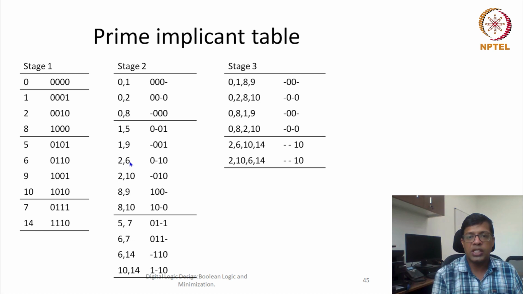From the comparison of these pairs, we got these two combinations. Basically 2 6 could be combined with 10 12, because dash is appearing at the same place and there is a difference in the most significant variable, so it becomes dash dash 1 0. Similarly 2 10 and 6 12, 6 14 can also be combined.